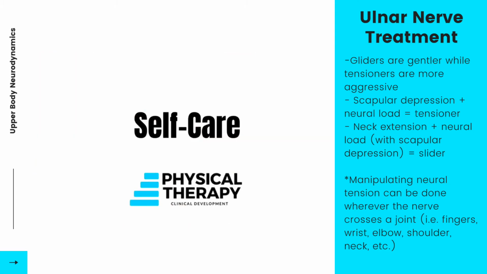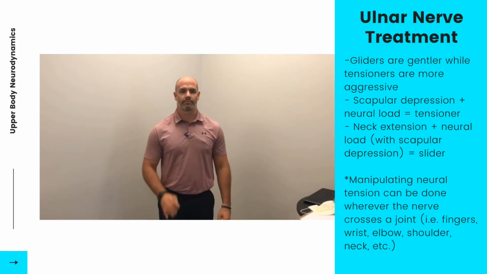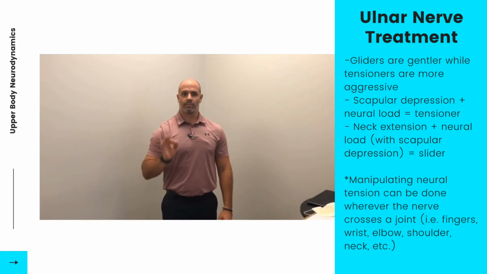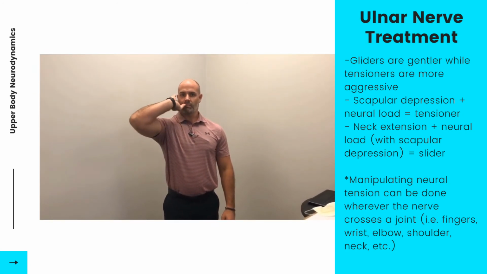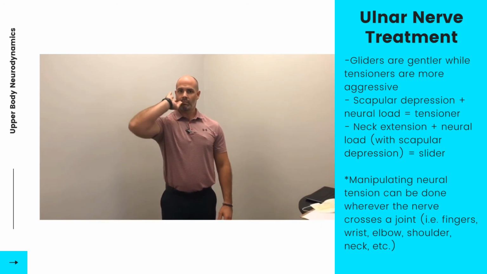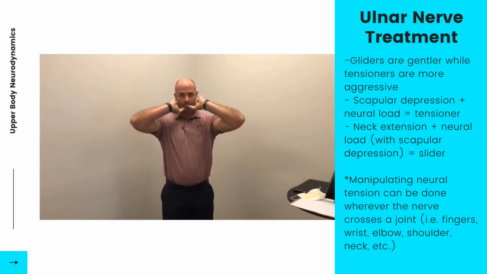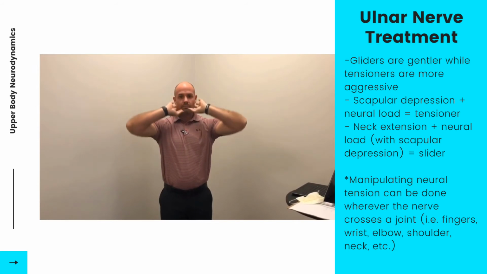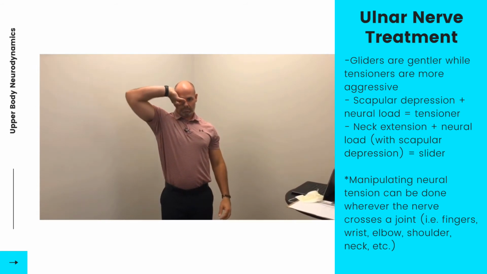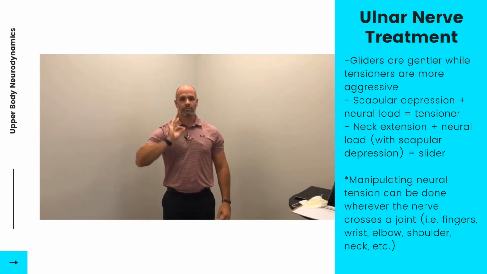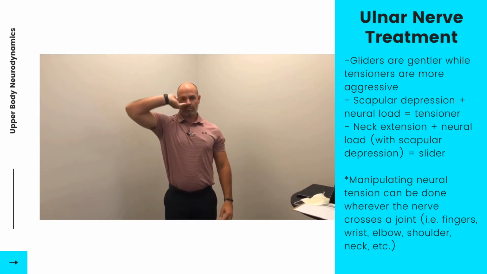Now let's cover some self-care options for mobilizing the ulnar nerve. The first is the smoker. Next, we have a progression to the smoker mobilization called eyeglasses. This can be done bilaterally as shown at first, or unilaterally depending on their symptoms.